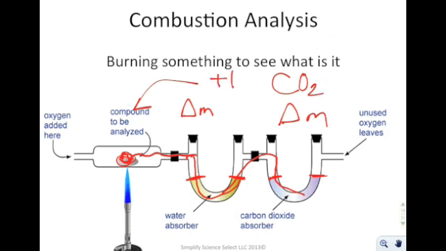So using these two things, this carbon dioxide and this water, you can turn around and figure out exactly what it was that you burned. It's something called combustion analysis, and it's one of the biggest tools that people have whenever we're trying to figure out what certain compounds are, especially hydrocarbons, which are things like gasoline or natural gas or something along those lines.